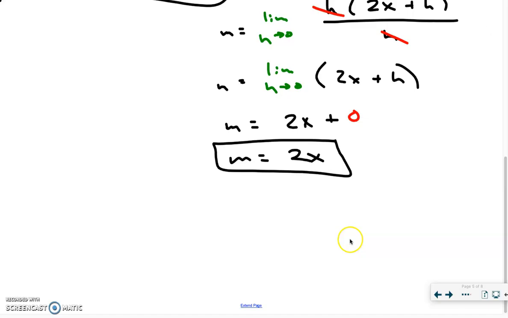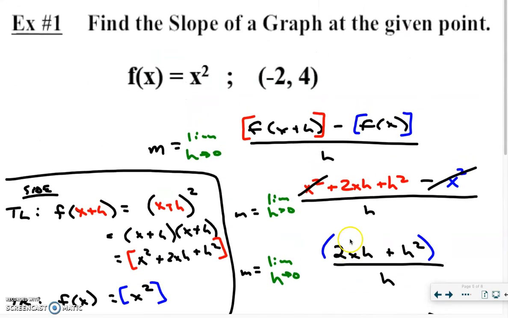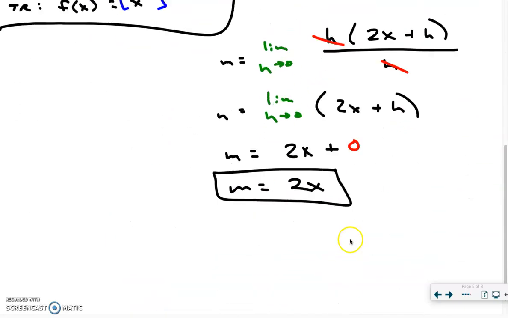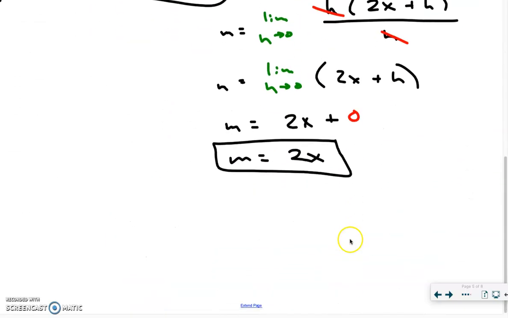Now, is that the whole task? No. If we go back to the beginning of the problem, we were asked to find the slope of the graph at the given point. So this is the slope at any point that we want. This is the generic one; whatever point you desire, we could plug its x value in place and we're good. But we were specifically told at which point?